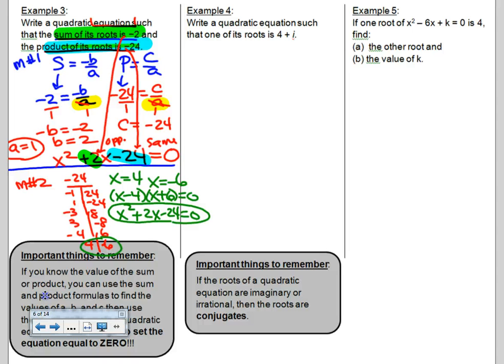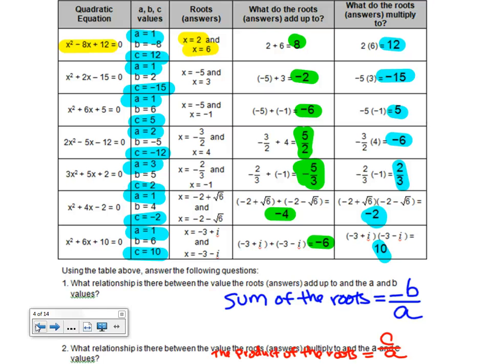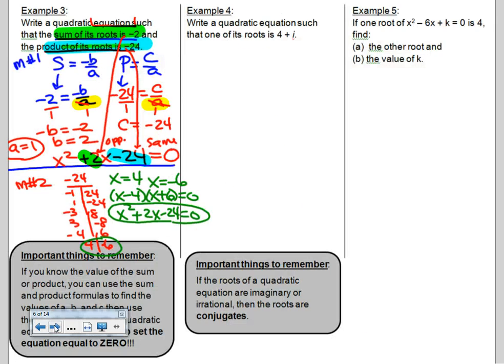But this time, they give you one of the answers is 4 plus i. So if I go back to the Use What You Know, I don't know if you realize, but the answers to the irrationals and the answers to the imaginary answers, you actually get a pair of conjugates as the answers. So if they give you an imaginary or an irrational and only one of them, you know that means that the other one is the conjugate.